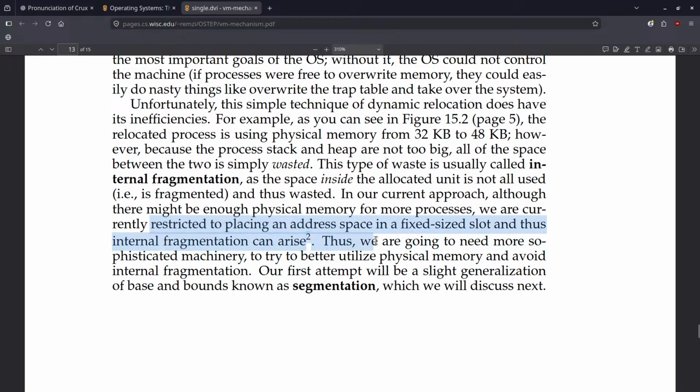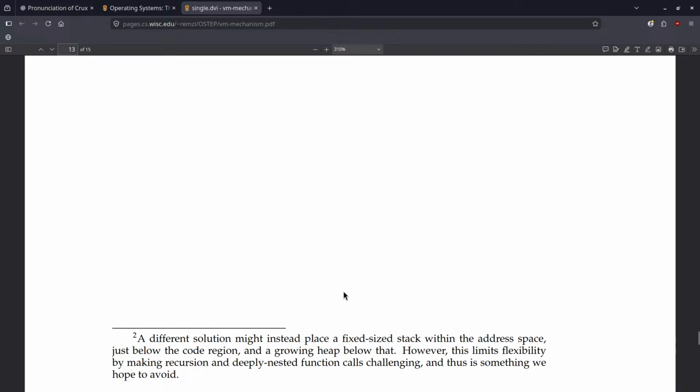Thus, we are going to need more sophisticated machinery to try to better utilize the physical memory and avoid internal fragmentation. Our first attempt will be a slight generalization of base and bounds known as segmentation, which we will discuss next.